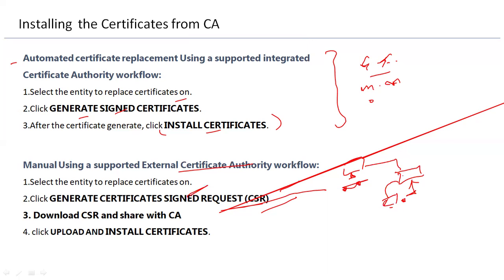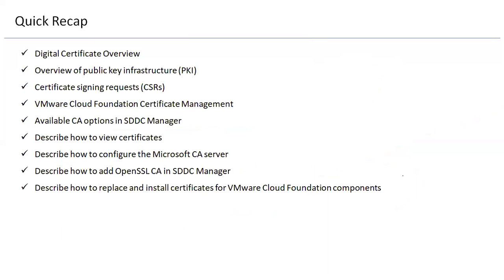So these are the ways from SDDC Manager. You have the different choices for upgrading the certificate. So this is all about this module. So what we have covered, just a quick recap: digital certificate overview of PKI infrastructure, then CSR, what types of CA we can integrate, what are the ways of viewing the certificates once you integrate it with your CA, the way of integration of CA. Again, I'm repeating my word, Microsoft CA and OpenSSL, that is something that you can integrate, but you also have the choice of using an external CA as well. Then describe how to replace and install the certificates in VMware Cloud Foundation.